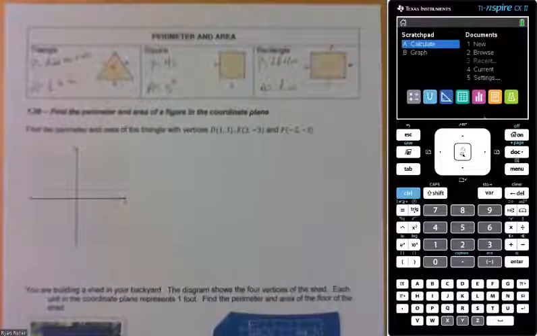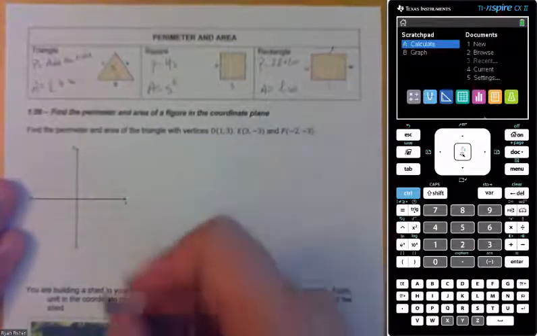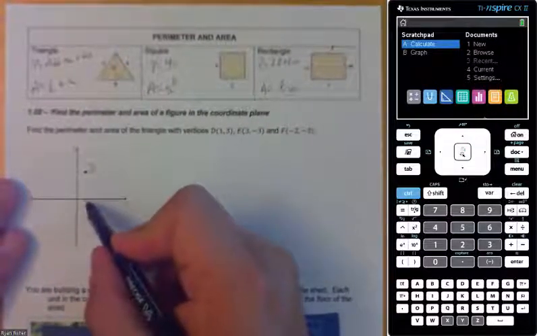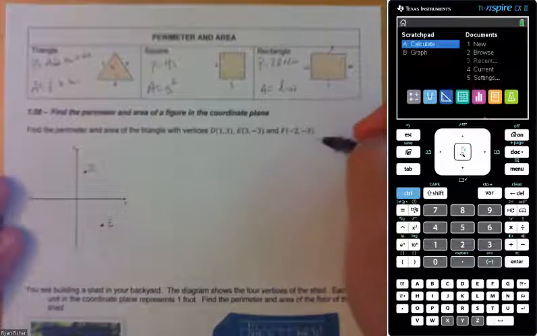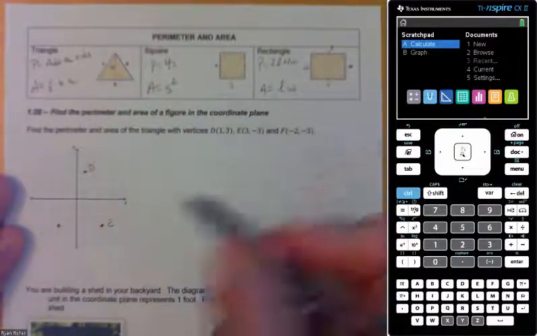Again, having the formulas themselves memorized is not the important part, but knowing how to actually compute these things is more what I'm after. So if I gave you the coordinates of some points, we should be able to draw a figure that's representing them, and then find its perimeter and area, like in this case this triangle. So triangle DEF: D is at 1, 3. E is at 3, negative 3. And F is at negative 2, negative 3.